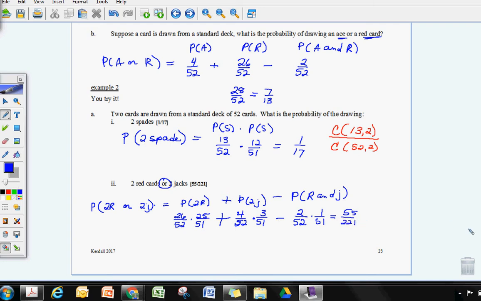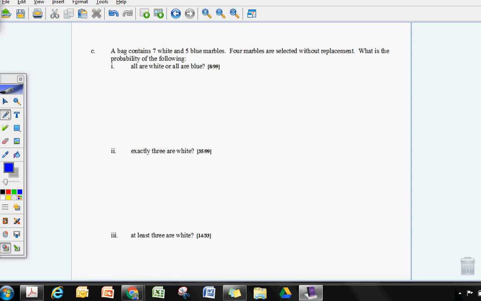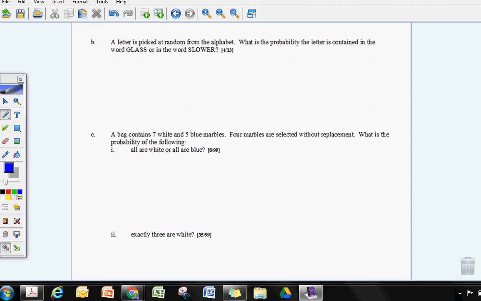Okay, on to the last page. We are almost done. Okay, so here we go. Letters, or I'm sorry, marbles. Oops, I didn't go up far enough. That's my second one. For the word glass or slower, notice this word or in there, so I want the probability that it's from the glass, or I want it from the word slower.